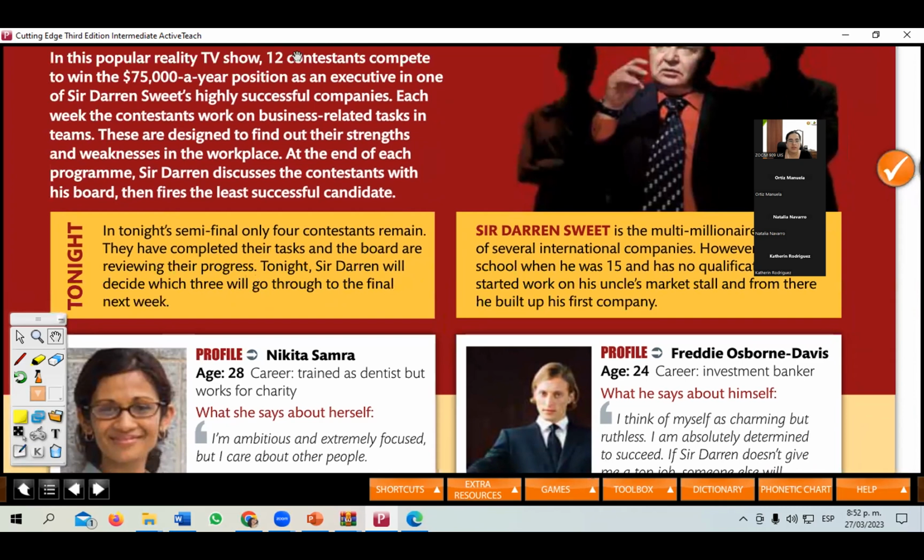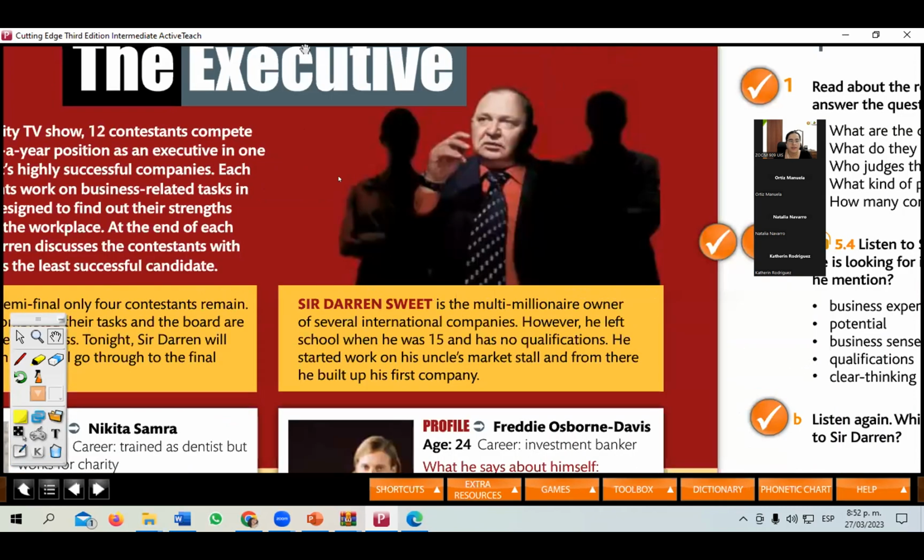Okay, now let's read about Sir Darren. Who is Sir Darren? Natalia, can you read the description? Yes. Sir Darren Swift is the multi-millionaire owner of several international companies. However, he left school when he was 15 and has no qualifications. He started work on his uncle's market stall, and from there he built up his first company. He built up his first company.